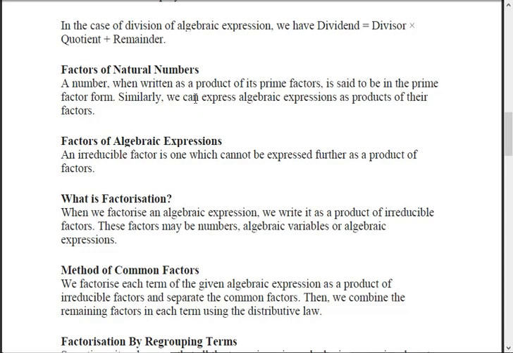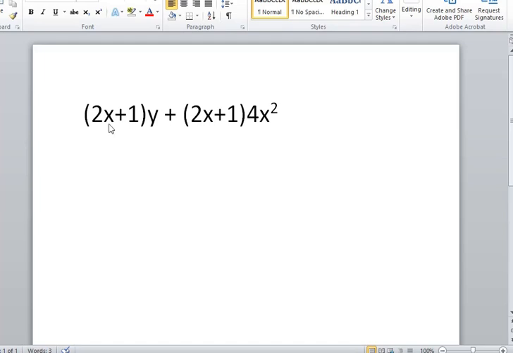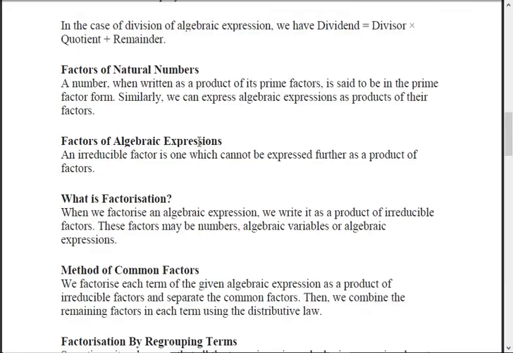Similarly, we can express algebraic expression as a product of the factors. Same, right? Means you can express this expression as a product of its factors. 2x plus 1 common into y plus 4x square, right? Now factors of algebraic expression. An irreducible form is the one which cannot be expressed further as a product of the factors. Means basically, see here, all these are big words, nothing important. Everything is prime factors. Means irreducible factor means prime factor is the one which cannot be further divided or expressed as a product.